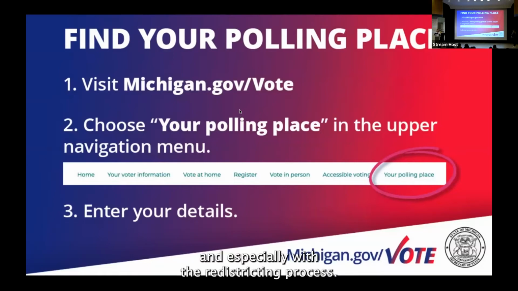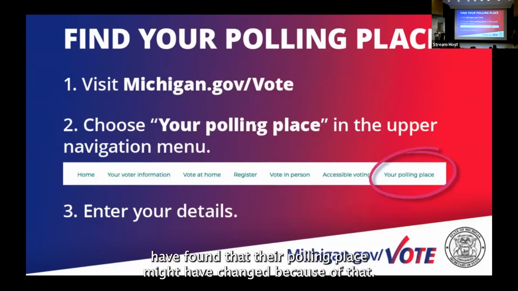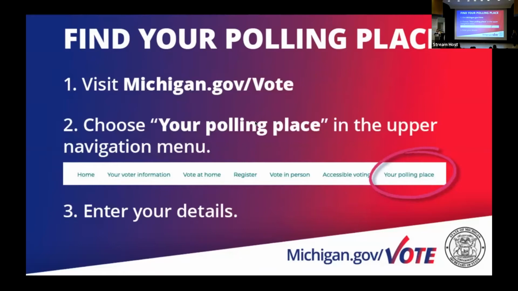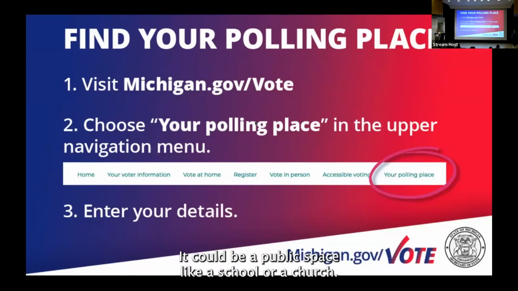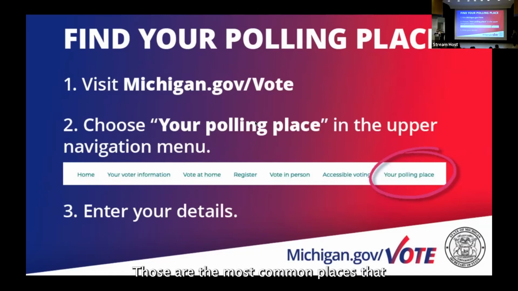And especially with the redistricting process, a lot of people have found that their polling place might have changed because of that. So we do recommend that you double check before you head to the polls on election day. And just to know, the polling place may not necessarily be your clerk's office. It could be a public space like a school or a church. Those are the most common places that conduct elections.